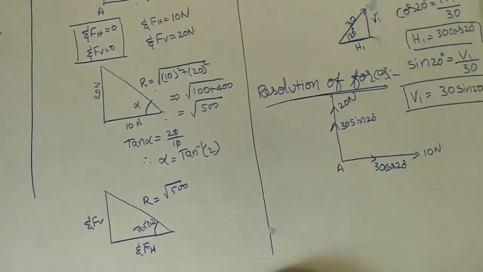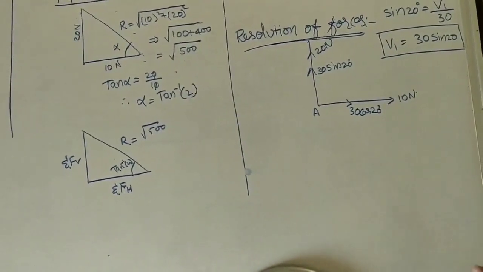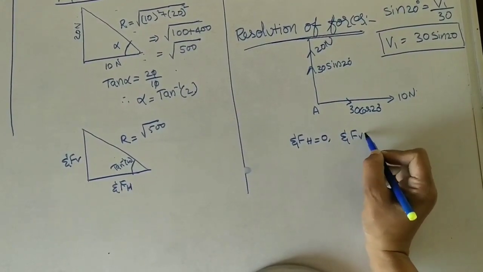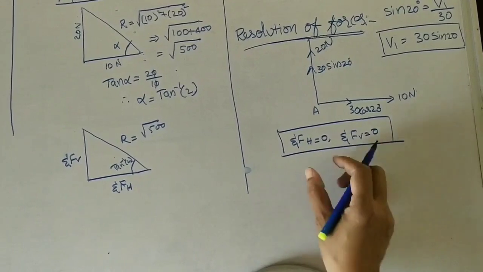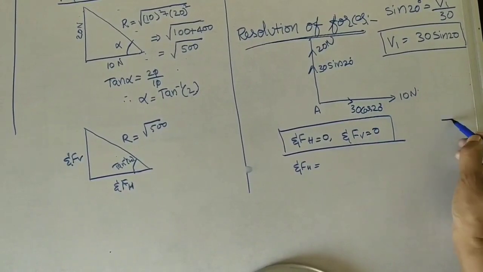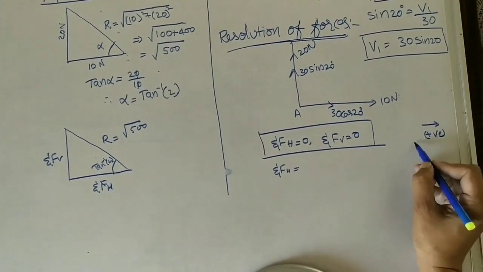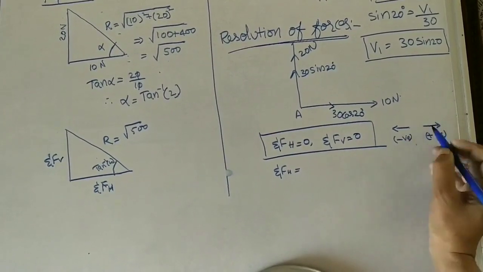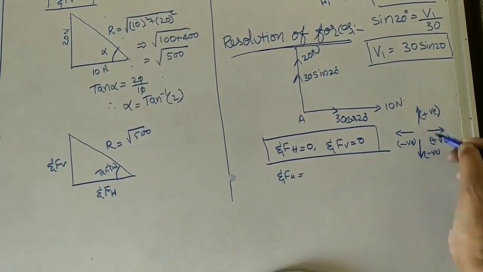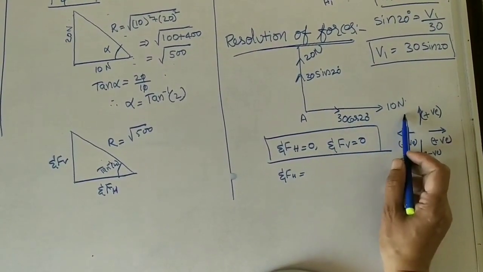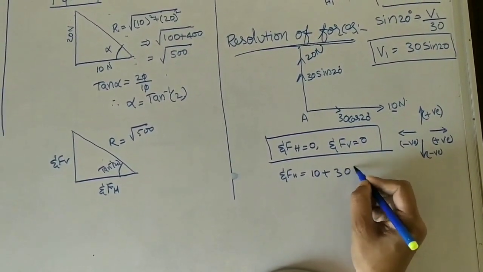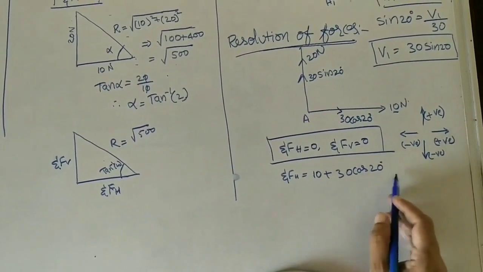Now here we have to apply rules for the equilibrium condition. What are the equilibrium conditions? Already we have proven sigma Fh is 0 and sigma Fv is 0. Now apply the first condition, sigma Fh is 0. What are the components? This side I am taking positive and this side negative, and upward I am taking positive forces, downward values negative. Now sigma Fh, both components are acting in the same direction, so both are plus. First 10 newtons plus 30 cos 20. Now this is sigma Fh.